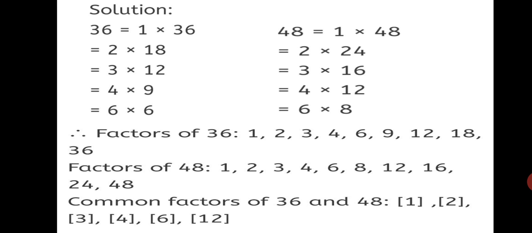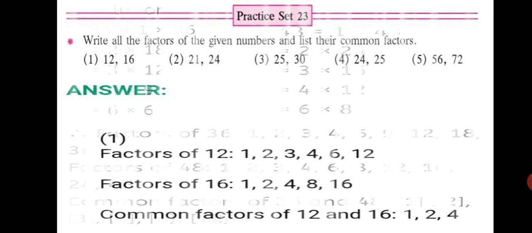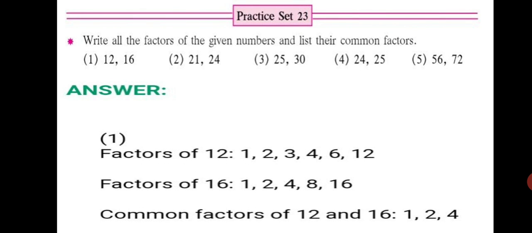So your practice set 23 is based on this concept. You have to just list the factors of two numbers and list their common factors. So hope you have understood this. Let us move on to practice set 23. Write all the factors of the given numbers and list their common factors. First, 12 and 16. So we will write the factors of 12 and 16.